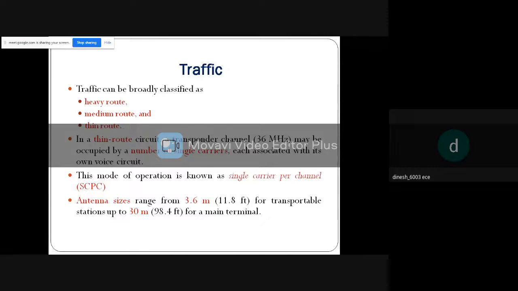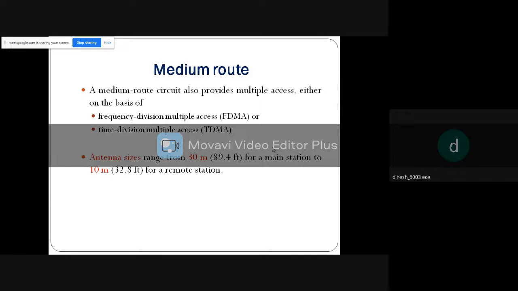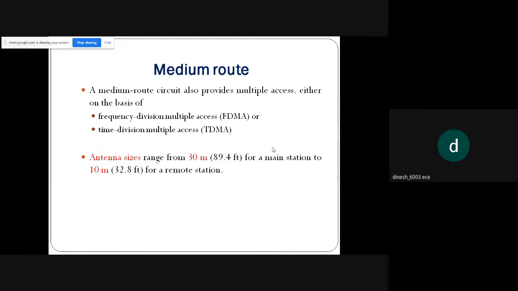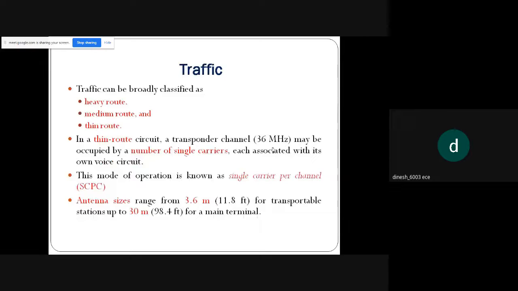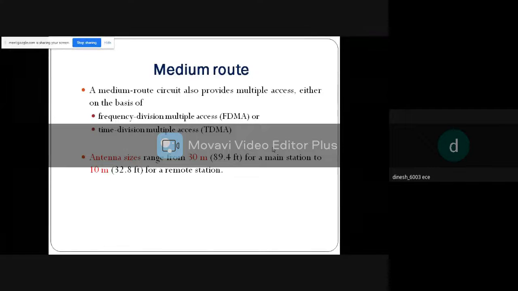And let us see about the medium route. So the medium route circuit provides multiple access either on the basis of FDMA or TDMA. So the antenna size ranges from 30 meter for main station to 10 meter for a remote station in medium route if the traffic is medium. Compare with thin route. In thin route, antenna ranges from 3.6 meter to 30 meter. Whereas in medium route, 30 meter to 10 meter.